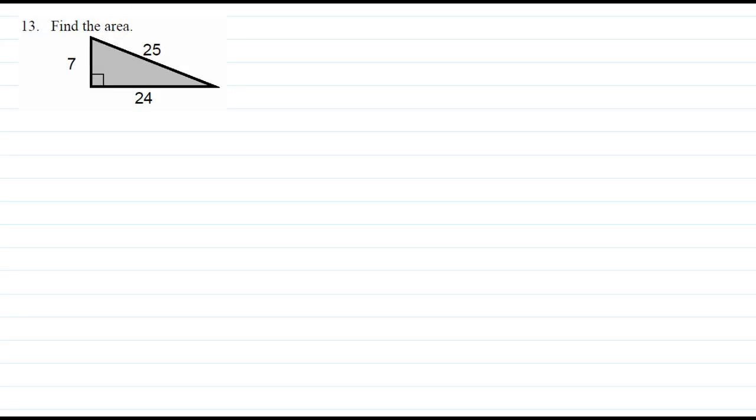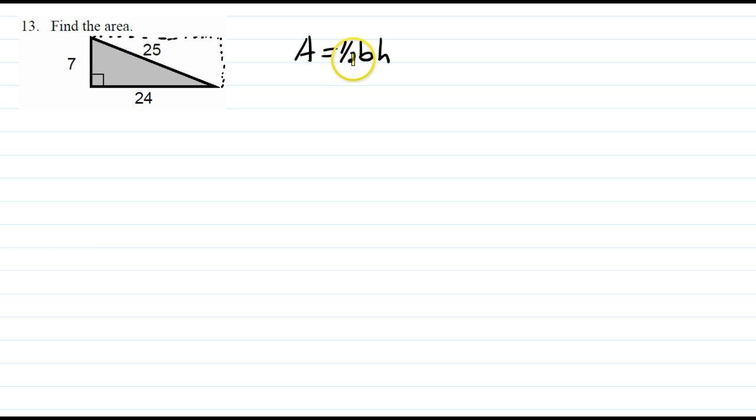All right, number 13, we're going to find the area. So here we have a triangle, and if you think of a triangle, we know that the area of a rectangle is the base times the height. If we actually had a rectangle, well, that would be this formula. But we don't have that, we have a triangle, and you can see that this triangle is half the area of a rectangle, and so that's where our formula comes from.